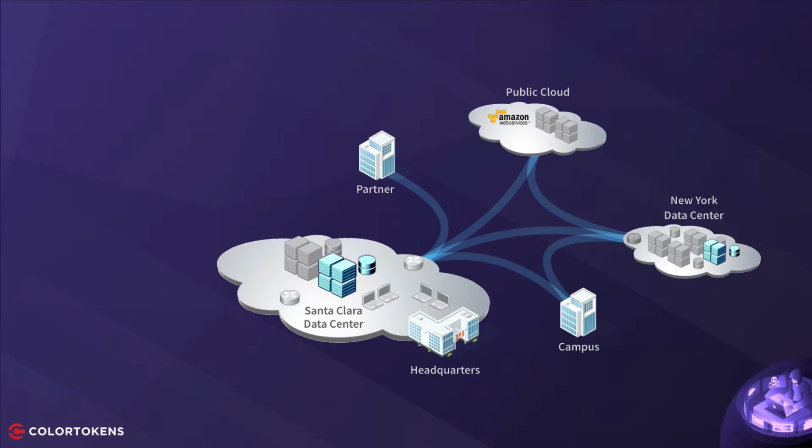Let's recap this APT style attack. We had a hacker compromise our CRM application using stolen credentials and an unpatched exploit, and then moved laterally across applications and exfiltrated sensitive data. I will now demonstrate how ColorTokens microsegmentation can address this threat.